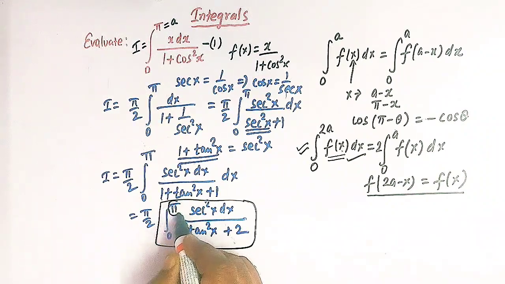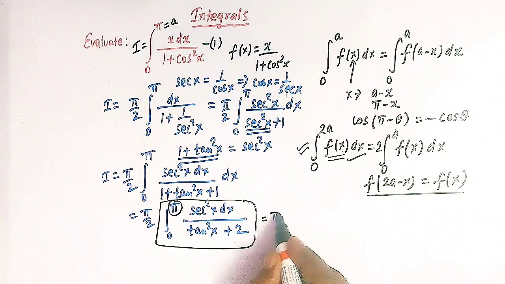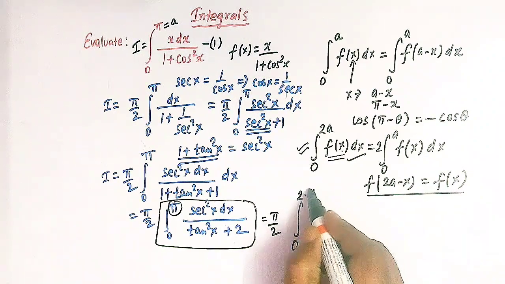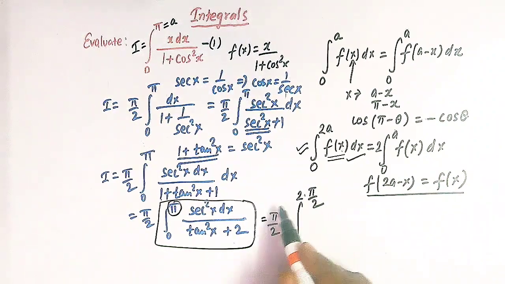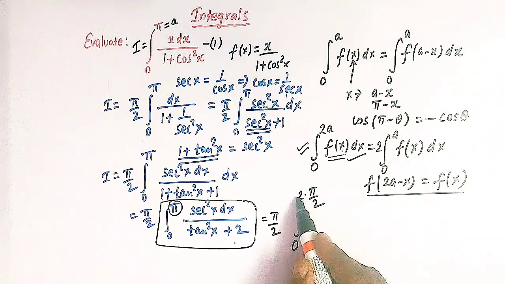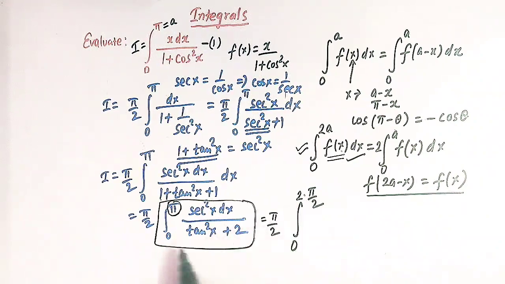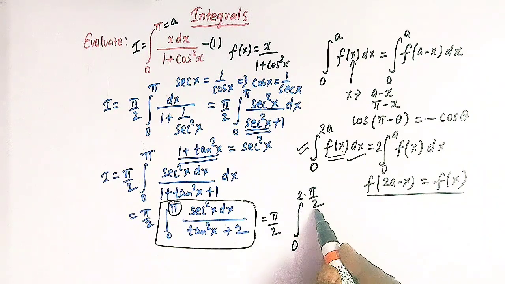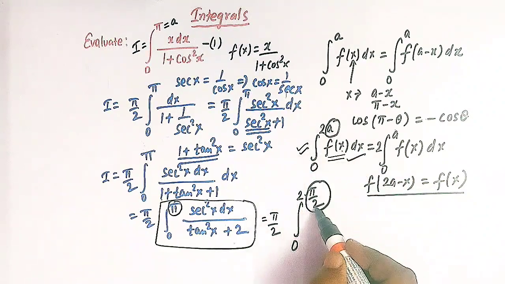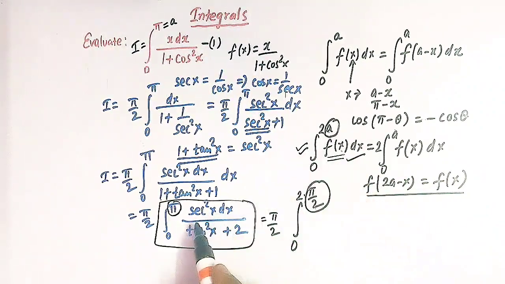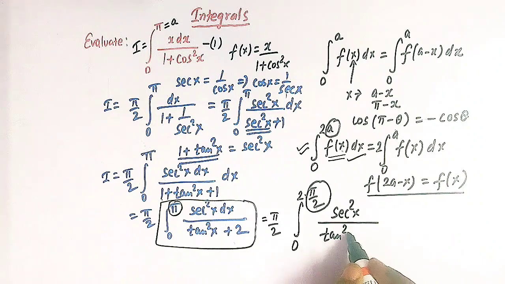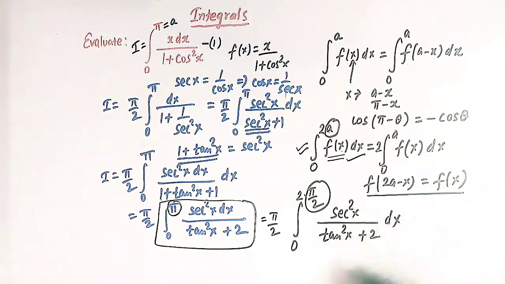Now see, here we have pi, right? So we can now write this integral as pi by 2, and we can write 0 to 2 times pi by 2, because there is no harm in writing pi as 2 times pi by 2, because the 2 and 2 are going to be cancelled. So we can write pi as 2 pi over 2. So now this a is equal to pi by 2, and here we have 2, and f of x is secant square x over tan square x plus 2, and here we have dx.